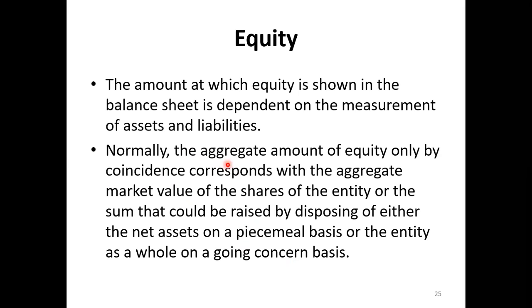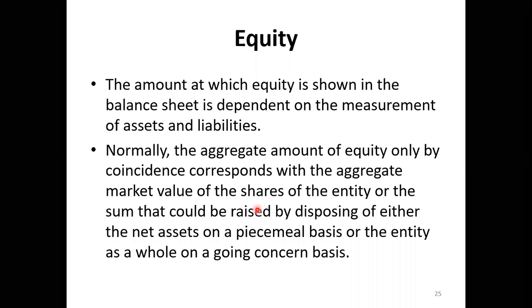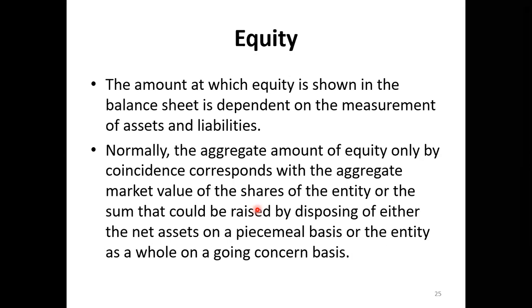So one way is they can get the market price and multiply it by the number of shares available in the company. The second way is how much they can get when they sell all the assets, when they dispose of all the assets, when they sell the entity to somebody else. They can sell their assets on a piecemeal basis, part by part, or as a whole, all their total assets at a time. So two ways.